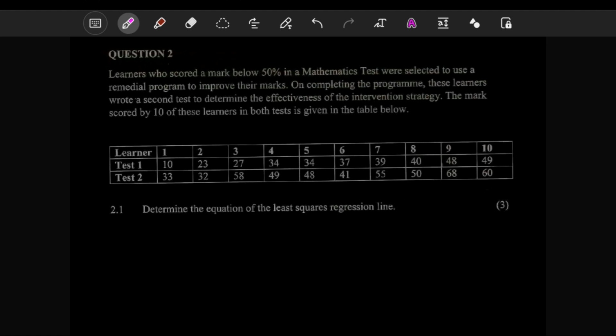They were selected to use a remedial program to improve their marks. So this is after they've taken the program. On completing the program, those learners wrote a second test to determine the effectiveness of the intervention. The marks scored by 10 of these learners in both tests are given in the table below.